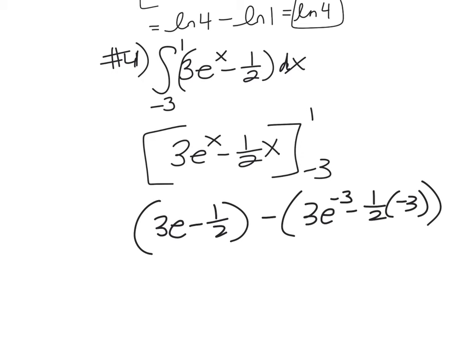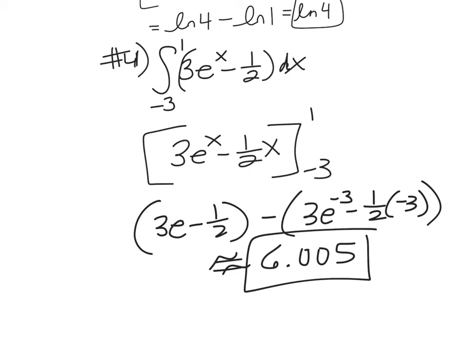Okay, so you plug them all in, and you can use your calculator, of course. Go ahead and put that into your calculator. Use parentheses, they're there. Use them: 3e minus 1/2, minus 3e to the -3, plus 3/2. And I don't know if you got it, about 6.005. So that's the area under that most disgusting graph that I don't even know what it looks like.